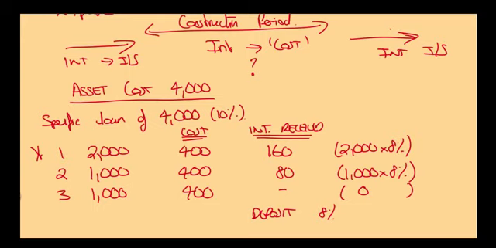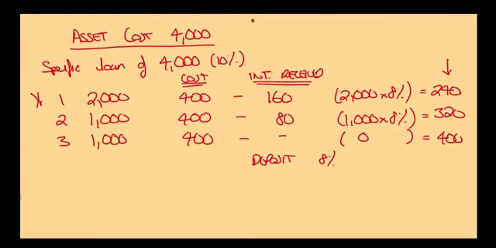Now, how much do I put into cost then? Well, what I put into cost is that. 400 paid, 160 received, 240 goes to the cost of the asset. Here, 400 minus 80, 320, and here, 400. That's what goes to the cost of the asset, okay? These figures down here. Finally then, that's with the specific loan.